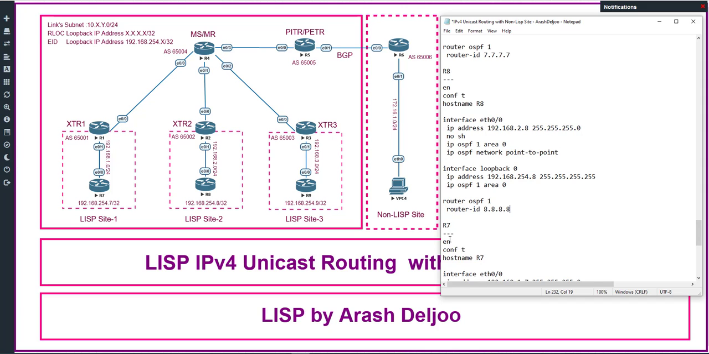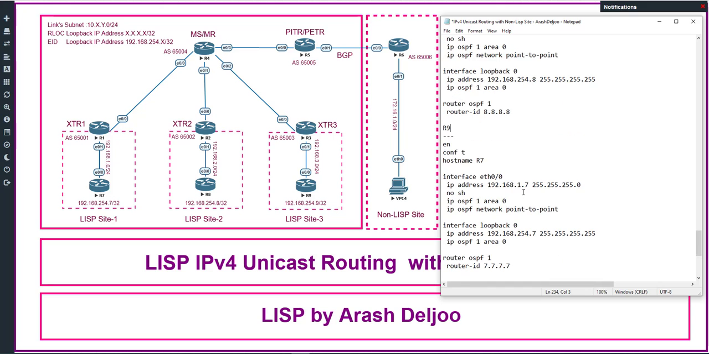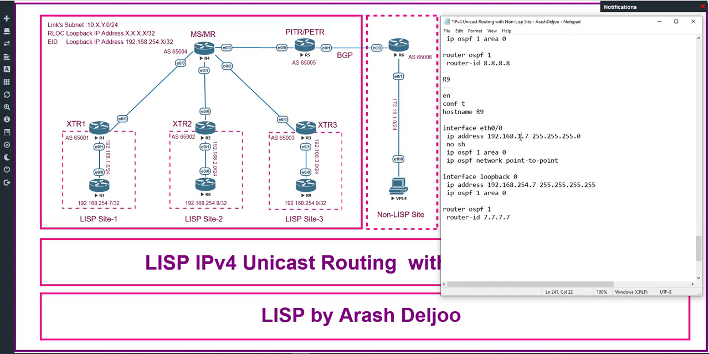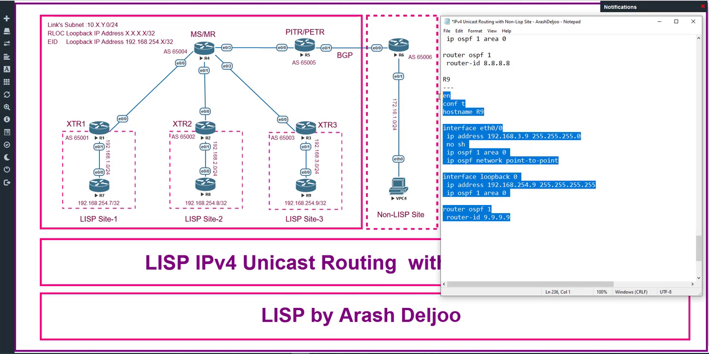Then router 9 configuration. The hostname is R9, okay? Also, we need Eth0/0. The IP address of this Eth0/0 is 192.168.3.9, 255.255.255.0. No shutdown, ip ospf 1 area 0, ip ospf network point-to-point. Interface loopback 0's IP address is 192.168.254.9, 255.255.255.255, ip ospf 1 area 0. Router ospf 1, router ID is 9.9.9.9. That's it. Let me copy this configuration.